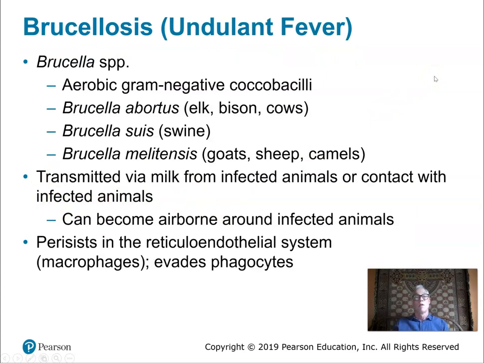Brucella, caused by bacteria in the genus Brucella. They're aerobic gram-negative coccobacilli, and their reservoir is in animals. You can get transmission usually by contaminated milk from infected animals, but you can get infected directly by the animals, or around the farmyard where the animals are. It can become airborne, and you can inspire it in the dust into your lungs. It can persist in the reticuloendothelial cells, in other words, macrophages, just like we've been talking about with tularemia, evading phagocytosis or surviving in macrophages.